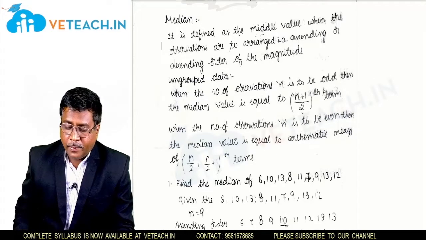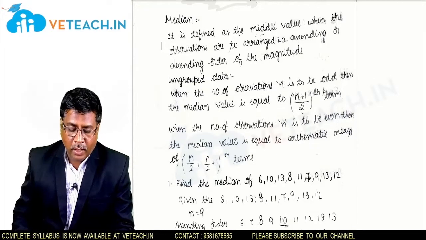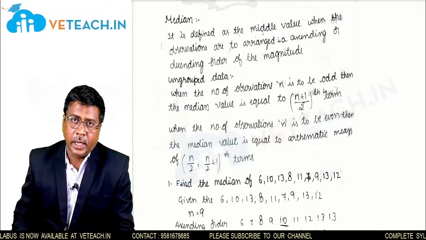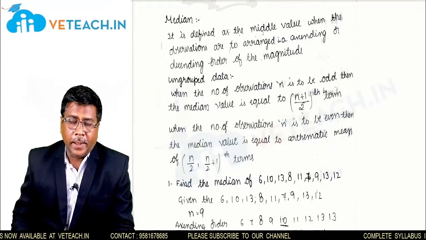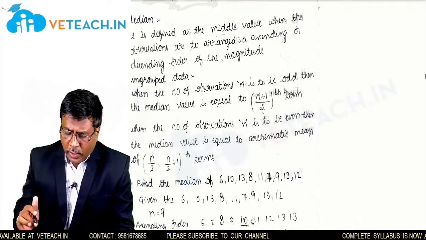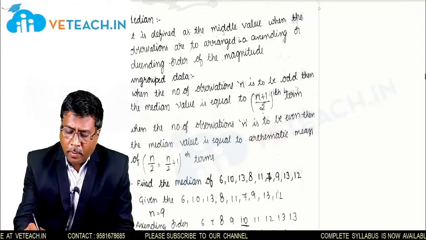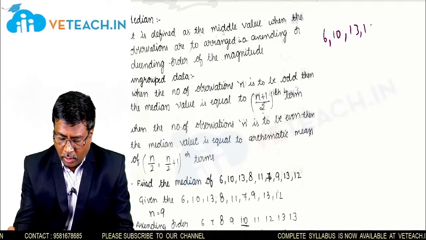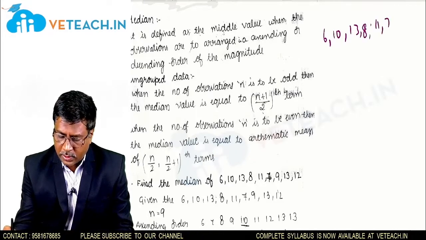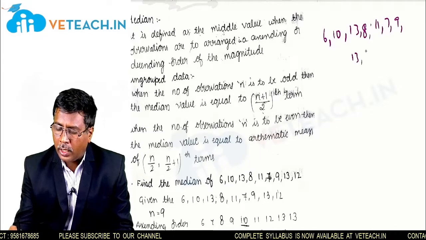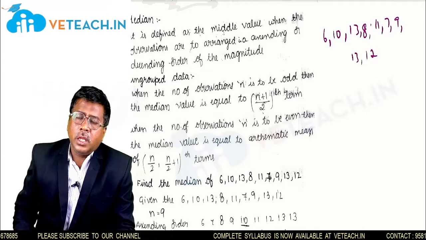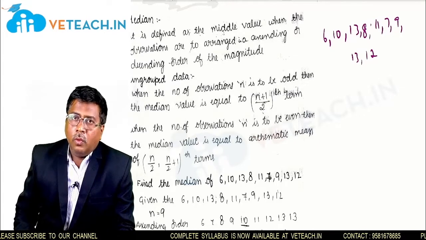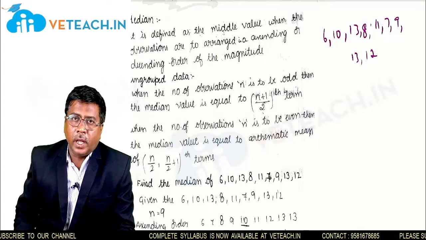Median is defined as the exact middle value when the observations are arranged in ascending or descending order. This is for ungrouped data. For example, the quantities given in the problem are 6, 10, 13, 8, 11, 7, 9, 13 and 12. These are the marks secured by the students in an examination.